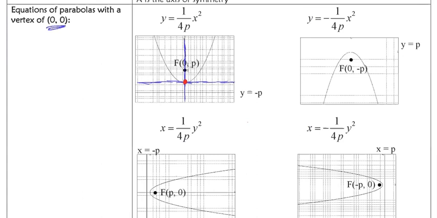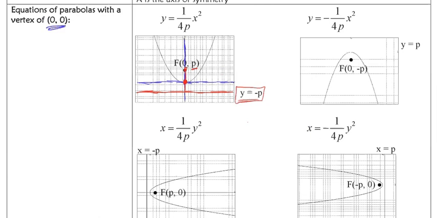So if we know that the vertex is at 0, 0, the distance up to the focus, whatever that y value is, is a positive value, so positive p. That means the equation of our directrix, and that's what this line is meant to show, is y equals negative p, because it's a horizontal line. Whatever value p goes up to the focus, that same amount, negative, is down to where our directrix will be.